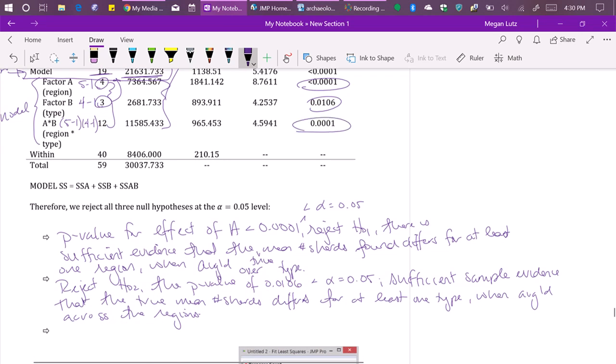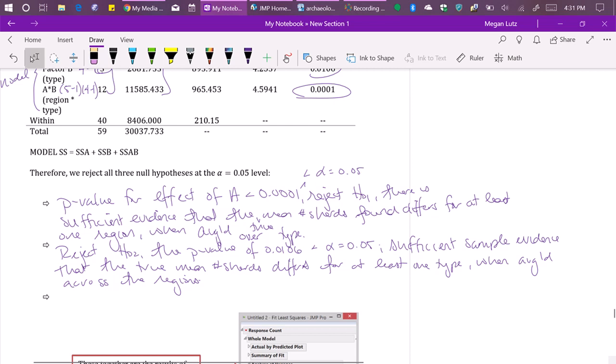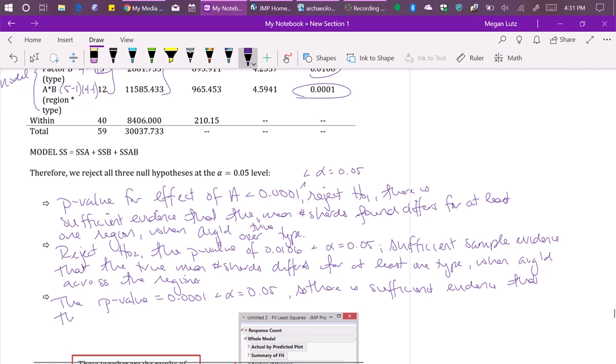Finally, we have a p-value of 0.0001 for the interaction effect. And that is less than alpha of 0.05. So there is sufficient evidence that the effect of region is not the same for all types.